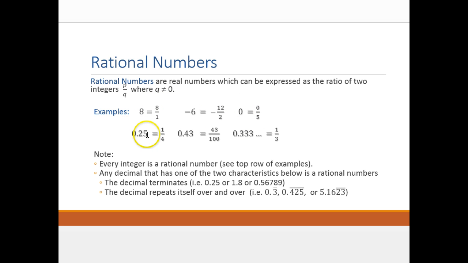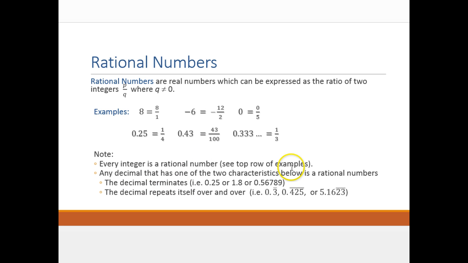But I can also include some decimals. I can take 0.25 and write it as 1/4. I can take 0.43 and write it as 43 over 100. And I can take 0.333 repeating and write it as 1/3. So basically, any integer can be written as a rational number.